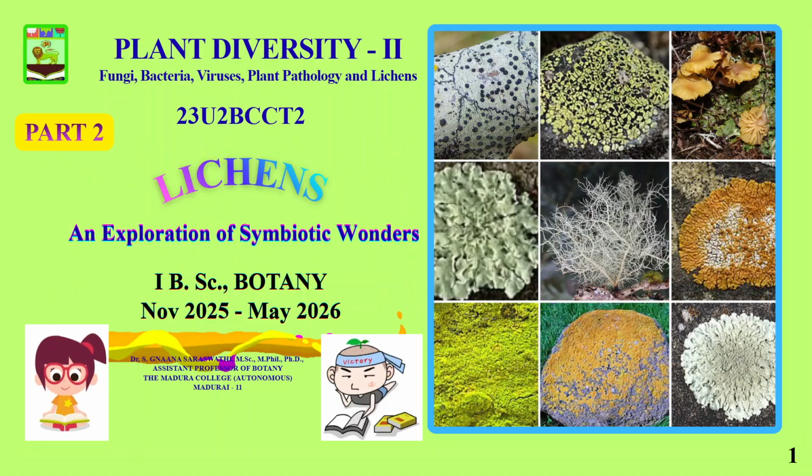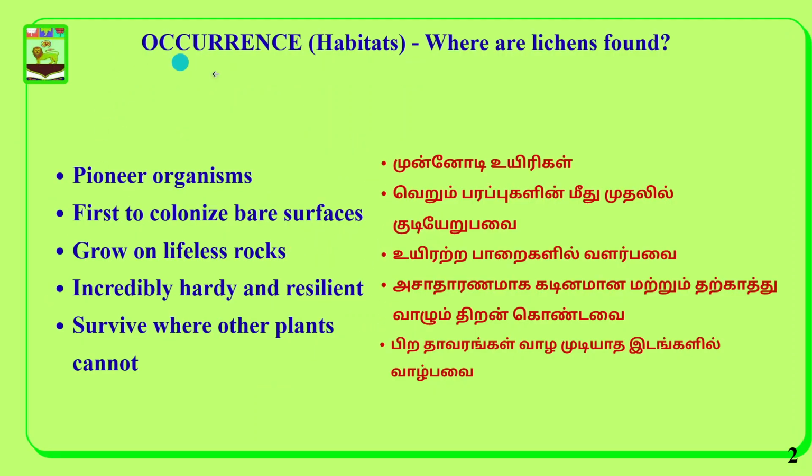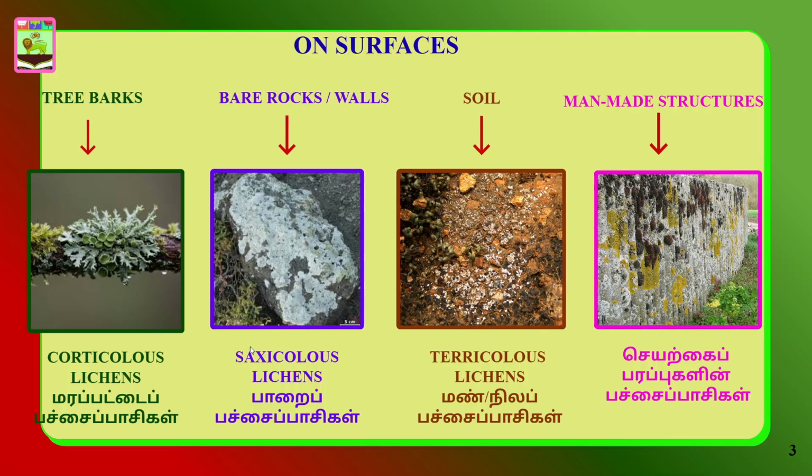Let's get started. So lichens, it is an exploration of symbiotic wonders. As I said in the previous slides, lichens are the pioneer organisms, and in this lecture series we will be talking about the occurrence, otherwise the habitats, otherwise where do you find lichens normally. So lichens are the first to colonize bare surfaces. They are present everywhere. They can even grow on lifeless rocks. They are incredibly hardy and resilient, that makes them to be present almost everywhere possible. They can survive in places where other plants cannot survive.